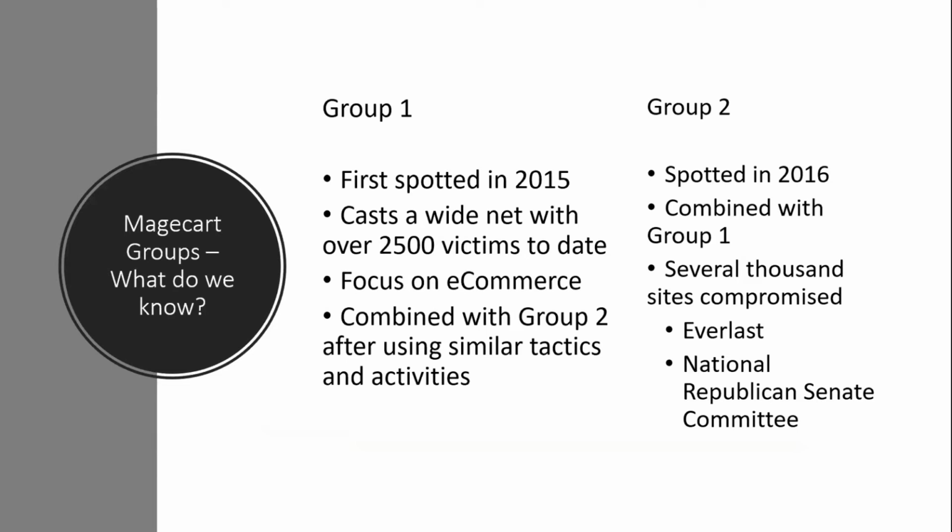Group 1 was first spotted, or we first knew about them, in 2015. They cast a very wide net with their attacks. They have over 2,500, probably closer to 3,000 victims to date. They have a focus on e-commerce. And recently, they've combined their targets, their techniques, and their focus with Group 2, using similar tactics and activities. Group 2 was spotted in 2016. Again, combined with Group 1 now, but several thousand sites are compromised with Group 2. Some of the more notable ones that we know of for sure are Everlast and the National Republican Senate Committee.